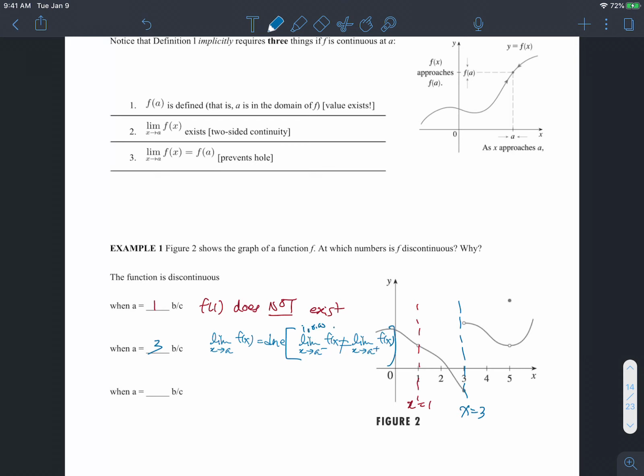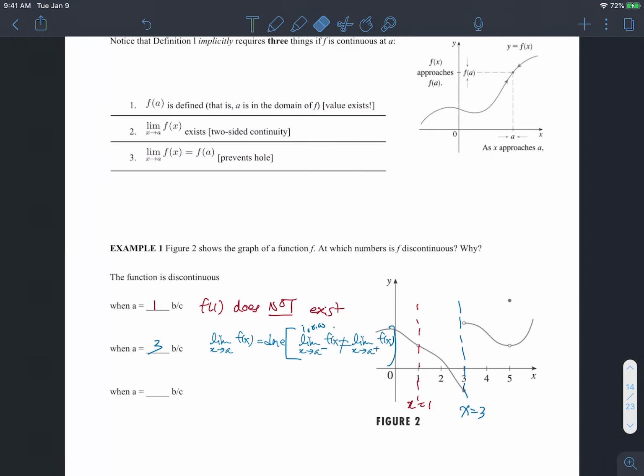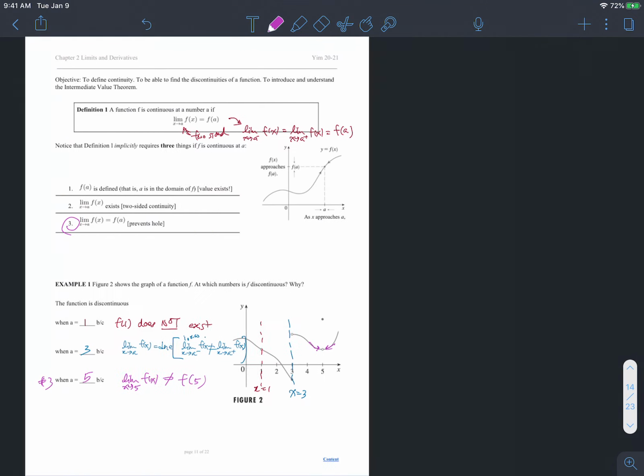And the third possibility is when a equals 5, there's a discontinuity because of reason number 3. Even though the limit, let's go with a different color here again, when it's equal to 5, it's pointing in the right direction, so the limit does exist. However, the limit as x approaches 5 of f of x does not equal f of 5. That is reason number 3. Okay. All right, guys, let's get going.